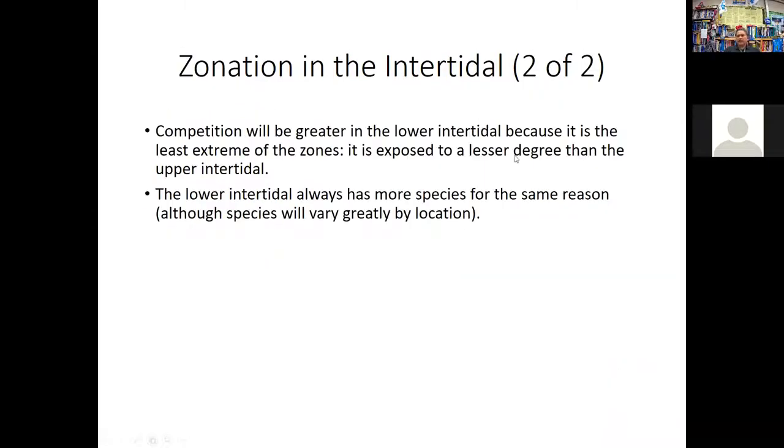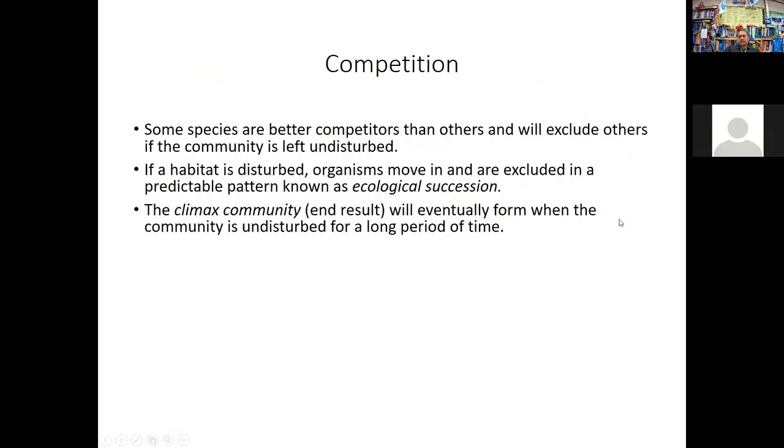And competition would be greater in the lower intertidal because it is the least extreme of the zones. That means there are more organisms that can live in the lower intertidal because of the abiotic conditions. There are fewer relative organisms that are adapted to living in the upper intertidal. And then the lower intertidal always has more species for the same reason, and that makes a lot of sense.